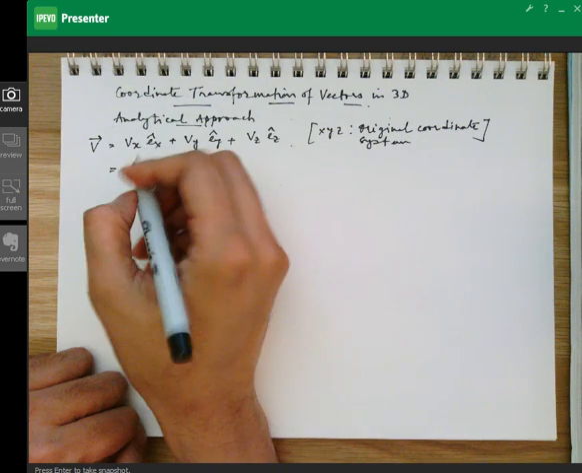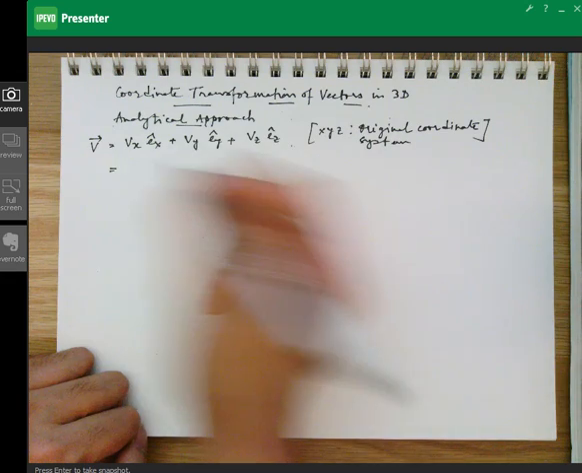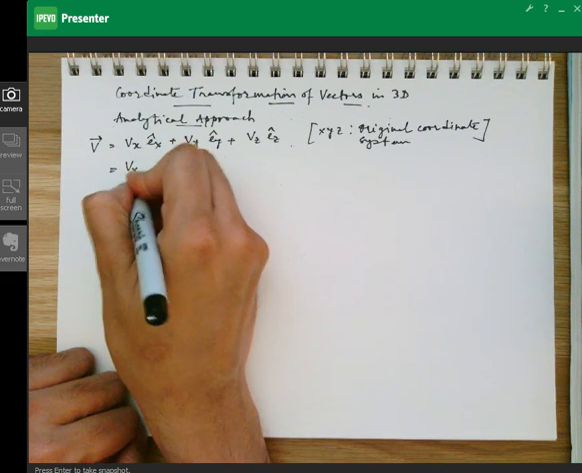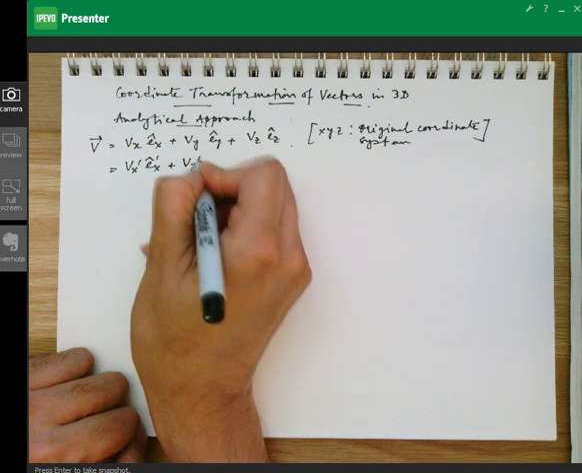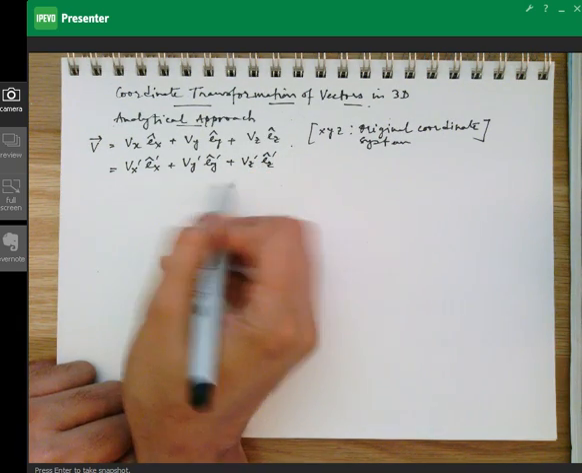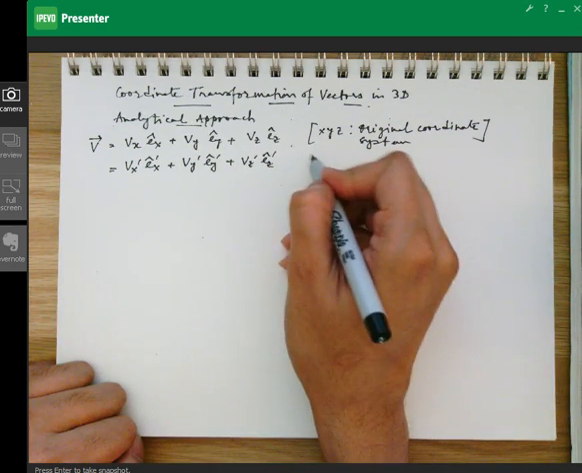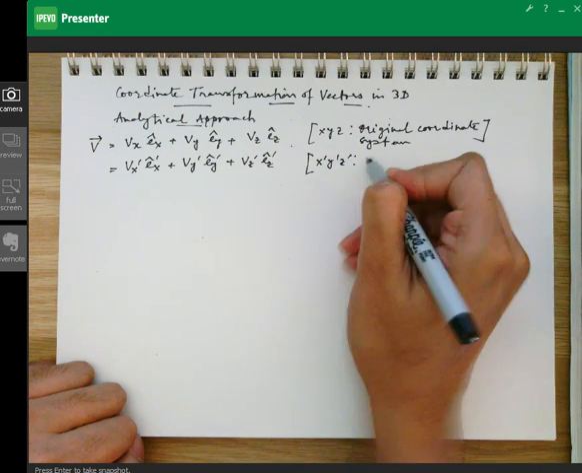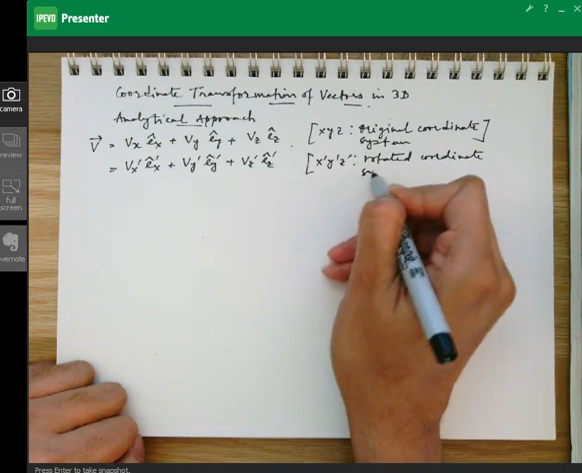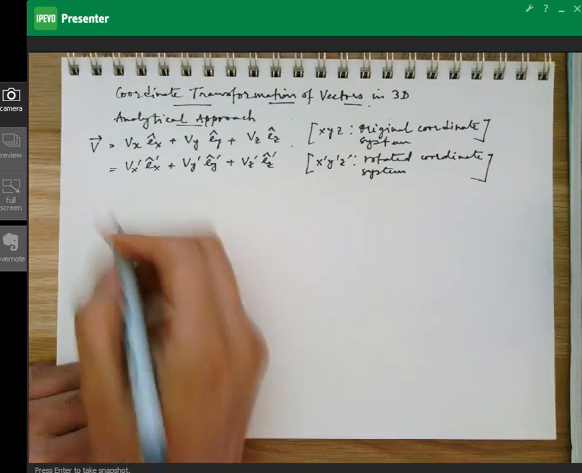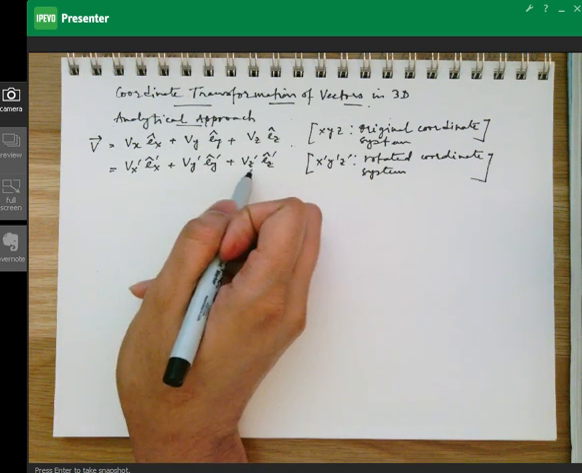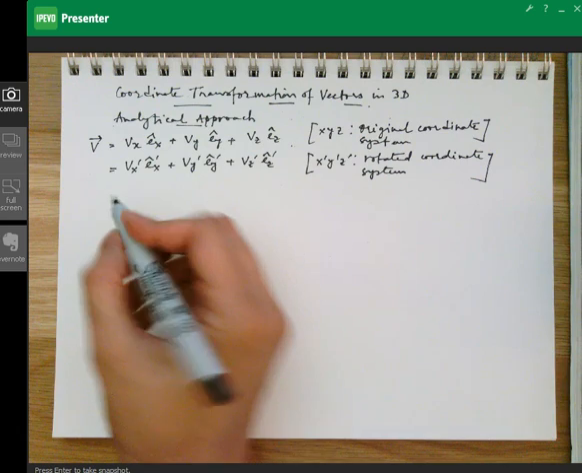When the coordinate system is rotated through an arbitrary rotation into x prime, y prime, z prime, the same vector v has a different set of components along the rotated coordinate directions, given by vx prime ex prime plus vy prime ey prime plus vz prime ez prime, where vx prime, vy prime, vz prime are the components along the x prime, y prime, z prime directions. So x prime, y prime, z prime is the rotated coordinate system. And by coordinate transformation, we mean we want to find a relation for vx prime, vy prime, vz prime in terms of vx, vy, vz and the rotation of the coordinate system.